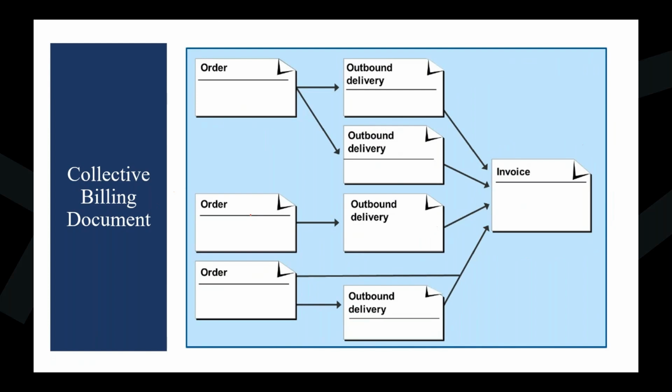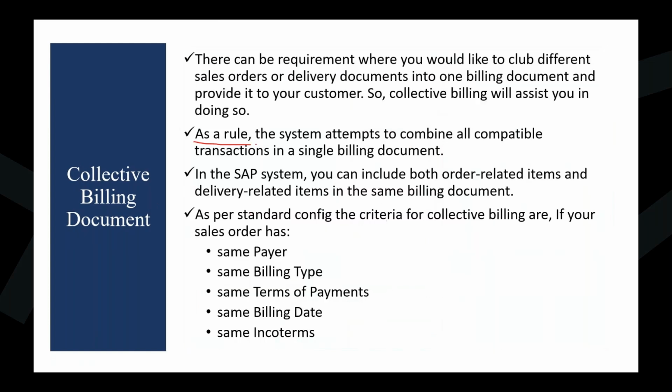As a rule, the system attempts to combine all compatible transactions in a single billing document. So normally the system will try to combine all the transactions into one single invoice. In the SAP system, you can include both order related items and delivery related items in the same billing document. In the same invoice, you can have both.